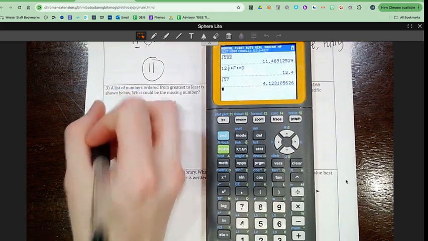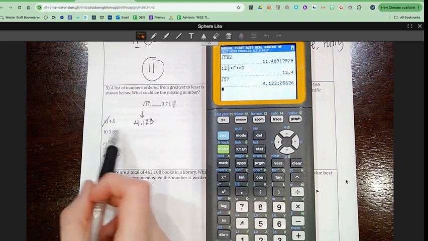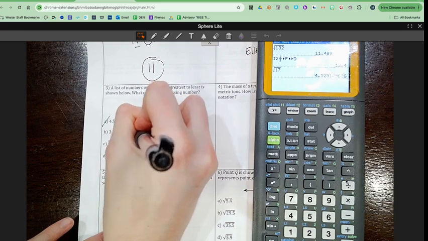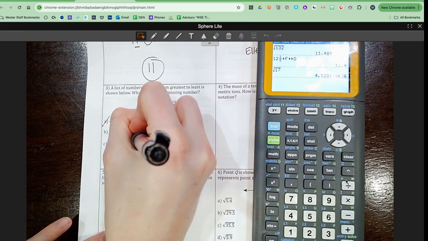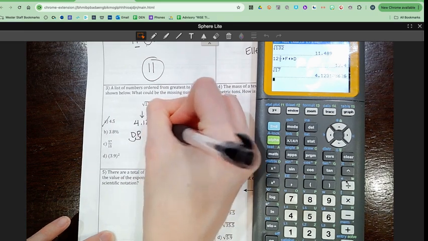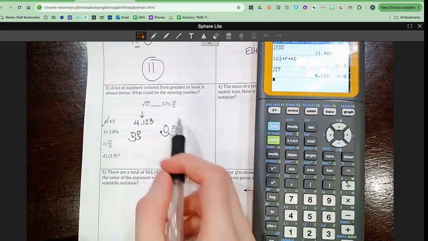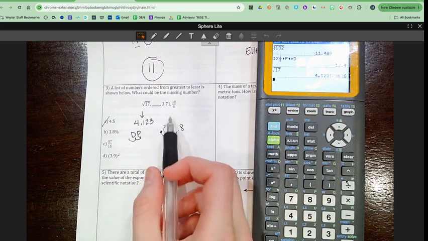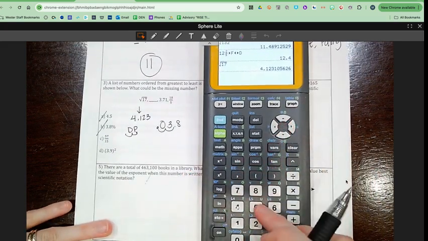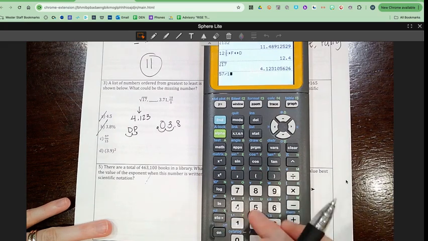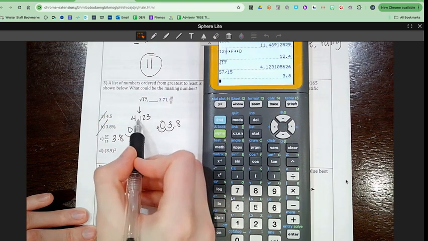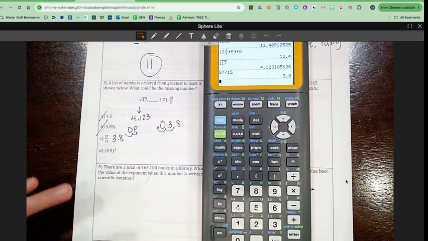Well, 4.5 is out. Now, 3.8%, to change a percent to a decimal, we're going to do the Dr. Pepper method. I'm starting at a percent, so I'm going to move my decimal place 2 places to the left. So we have 3.8%, 2 places to the left. That's 0.038. So that would not fit between 4.123 and 3.71. So B is out. To make a fraction a decimal, you simply are going to divide. So we're going to do 57 divided by 15, which is 3.8. Well, 3.8 would fit between the 4 and the 3.71. So that seems like a good option.